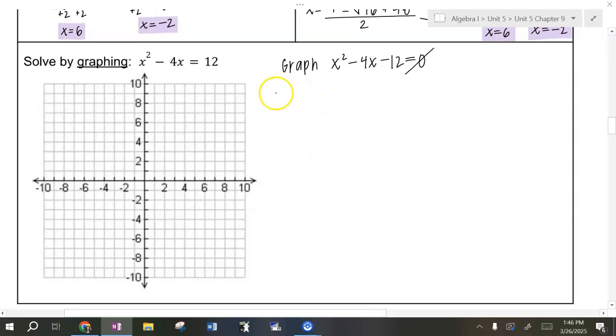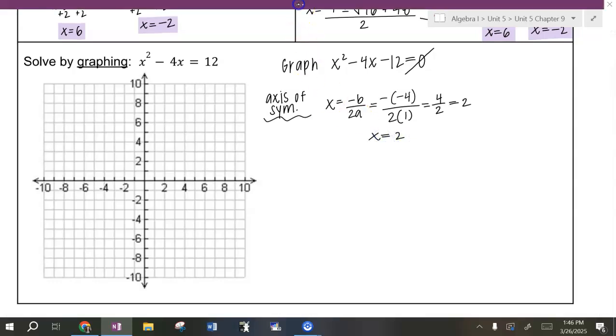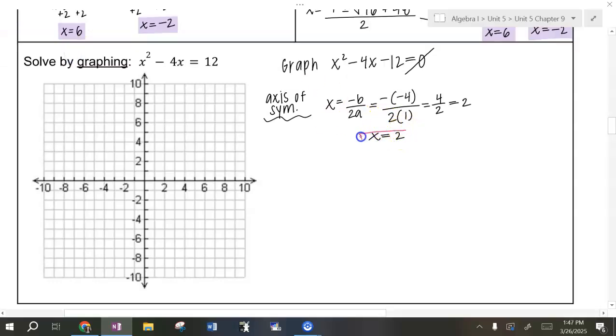So in order to graph that, remember step 1 is to find the axis of symmetry by using the formula x equals negative b over 2 times a. In this case, b is negative 4, a is 1, so we get 4 over 2, which equals 2. So my axis of symmetry is x equals 2. Let's go ahead and put that on the graph. Remember, that's always a vertical line through that x value you got.